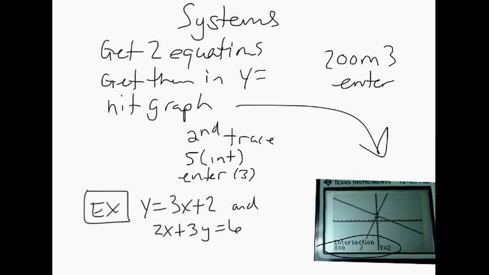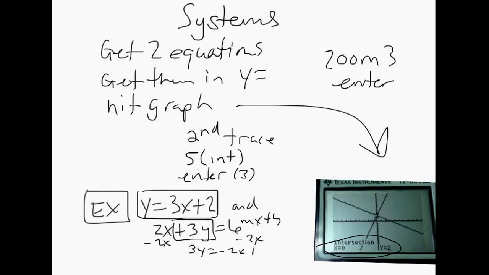You do have to make sure they're both solved for y. This one's already solved. This one we would have to go through the process. Subtract 2x from both sides. So that would be 3y equals, we want to write it in mx plus b form, so negative 2x plus 6. And then we divide everything by 3. And so when you do that, you get y equals negative 2/3 x plus 2. And so these are the things that we typed into y equals.